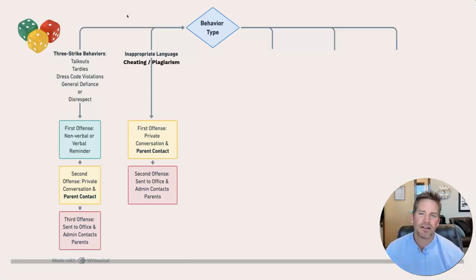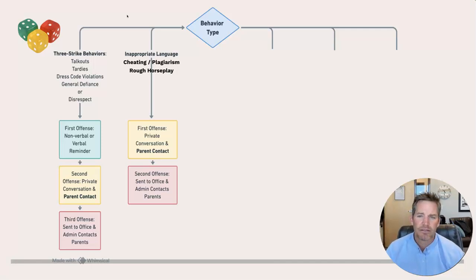I would always follow up in either of these situations, inappropriate language, cheating, plagiarism, with some sort of parent contact. Just so the parent knows that, hey, this is something I've observed your student doing, and it's really important that they address it with their student so that it doesn't happen again.